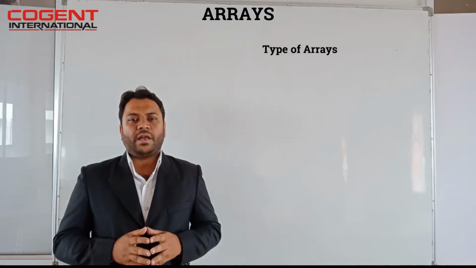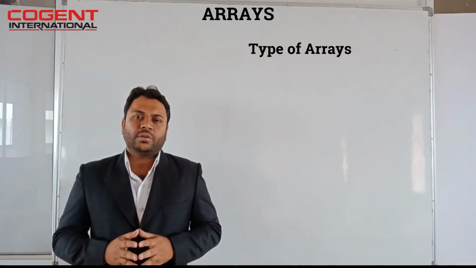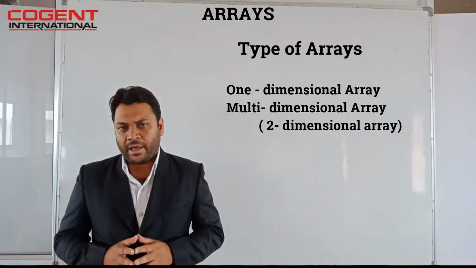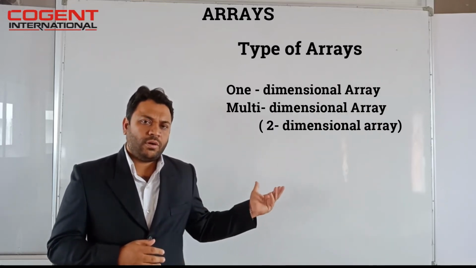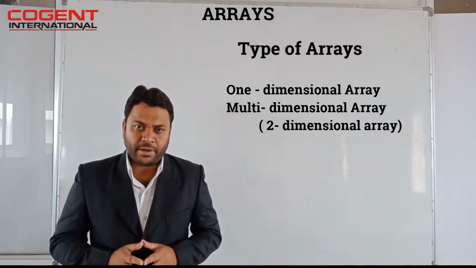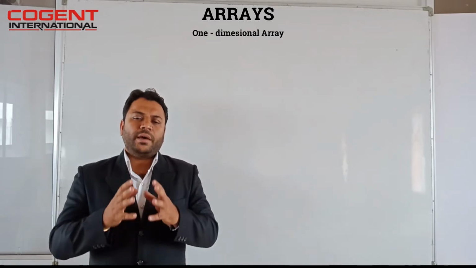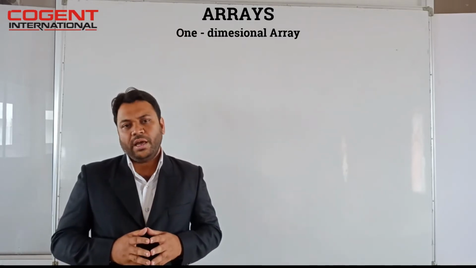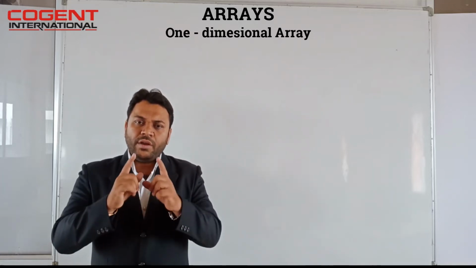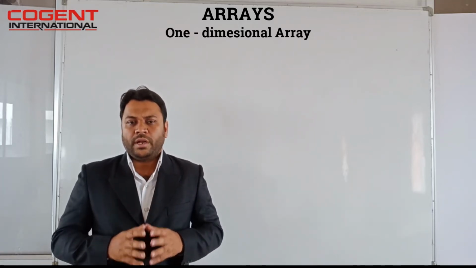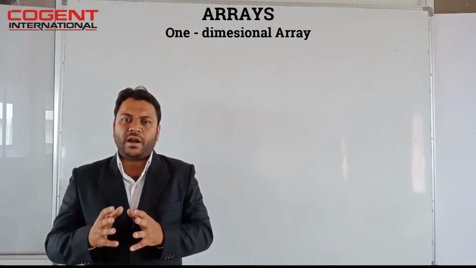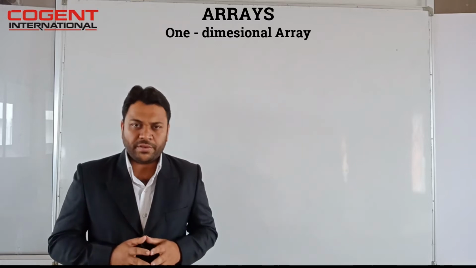Now coming to the types of arrays. The types of arrays are the one-dimensional array and the multi-dimensional array. The multi-dimensional array is sometimes also called the two-dimensional array. Now coming to the one-dimensional array. The one-dimensional array is the simplest array, which has only one row, that is a linear list, which stores the same type of data in consecutive memory locations.